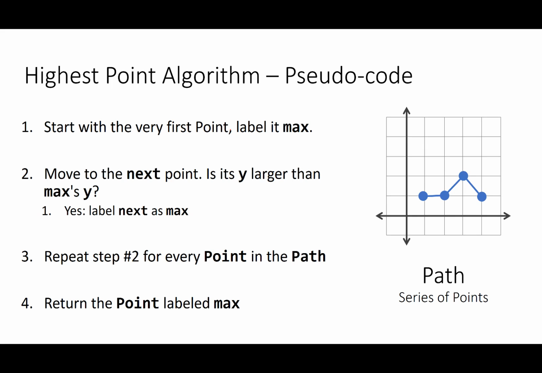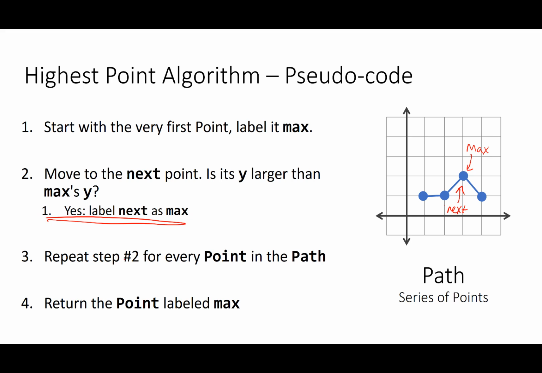We're going to start with the very first point, and we're going to label this point max. Then we're going to move to the next point, which I'm going to call next. Now that we're looking at the next point, we ask, is the next point's y value greater than max's y value? Here the answer is no, they're the same. So then we reach step 3, where we repeat step 2 for every point in the path. We move to the next point, so next is now going to be this particular point. Now we ask, this point is at (3, 2), so its y value is 2, and max is at (1, 1). Is the y value of 2 greater than 1? Yes. So if it's yes, we label this point as max. This is the new max point.